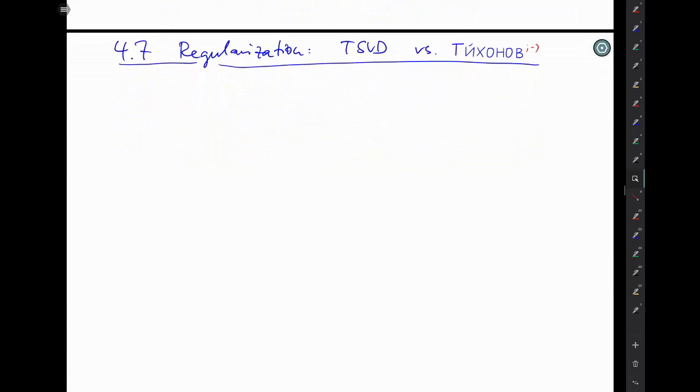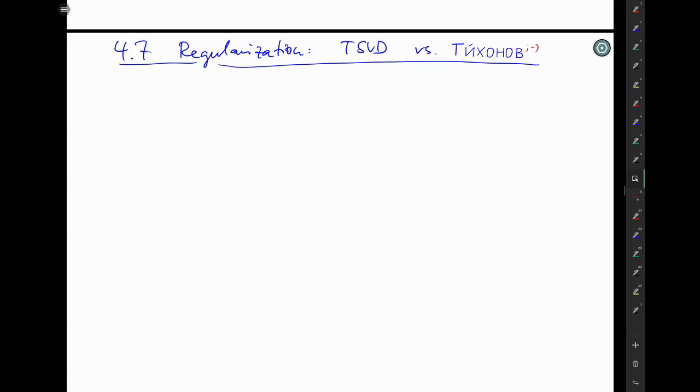If you ask 100 random people on the street what comes to your mind when you hear the word regularization, then 90 of them will say Tichonov. No, actually, if you ask 1,000 people on the street, then 900 will say what's that, and then you ask the other 100, and out of them 90 will say Tichonov and 10 will say TSVD. Why is Tichonov so much more famous and used than TSVD?